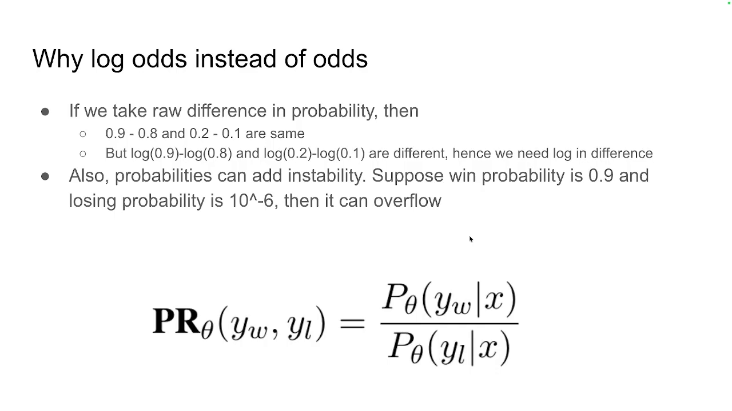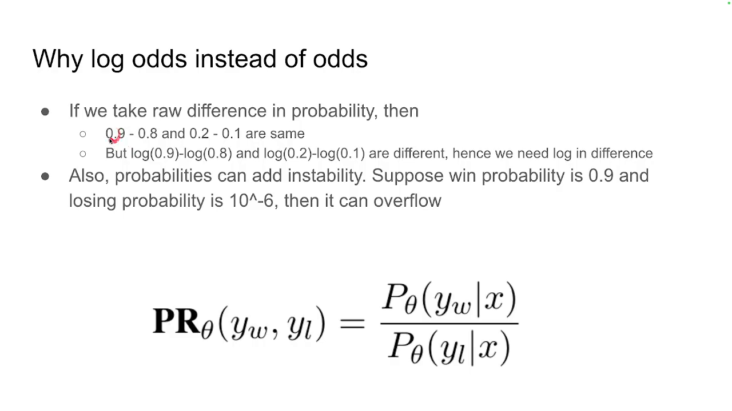Another important question here is why log odds instead of just odds? One is the instability I mentioned earlier. Suppose you just took probability instead of the log of the odds, and the probability of winning is 0.9 and the probability of losing is 10 to the power minus 6. It can overflow by a lot. So probabilities are not very helpful, and can cause a lot of instability because of this ratio that I showed you. Odds kind of normalizes a probability, and the log of the odds is also very helpful in stabilizing the training curve. Another important thing is when you take the raw difference in probability, this is for winning and this is for losing.